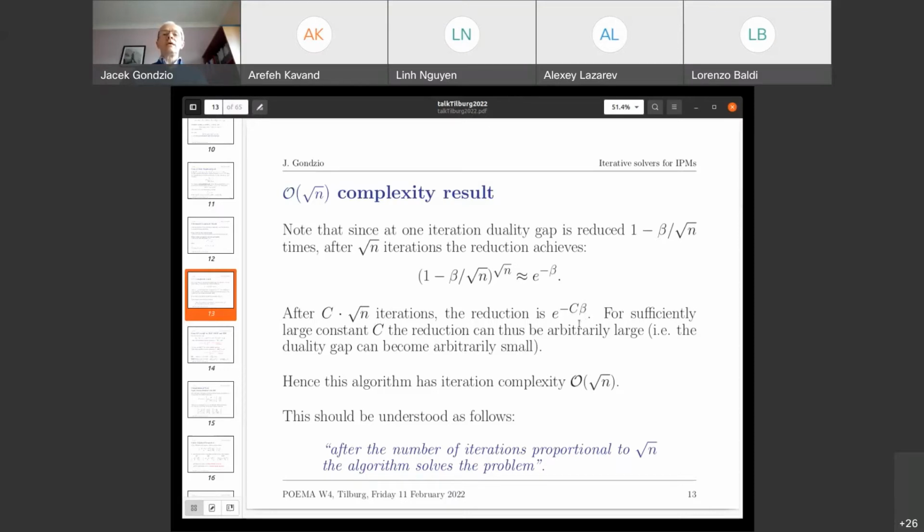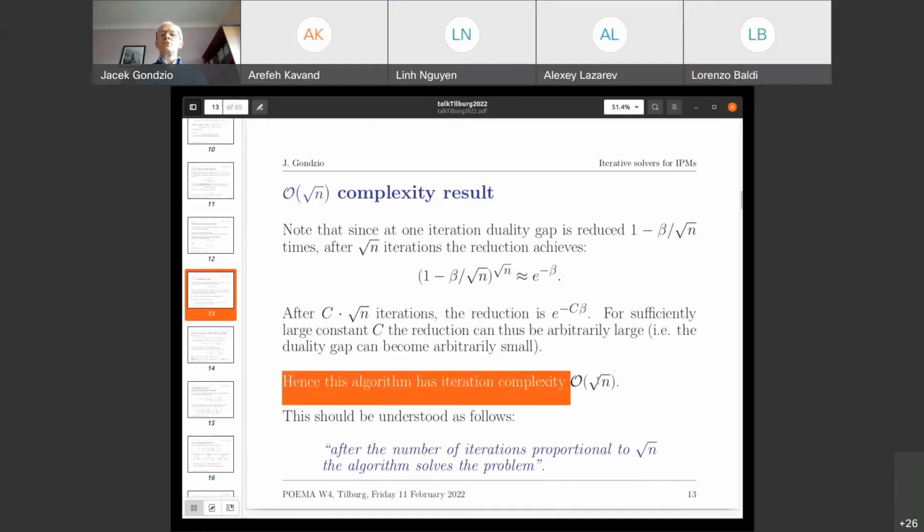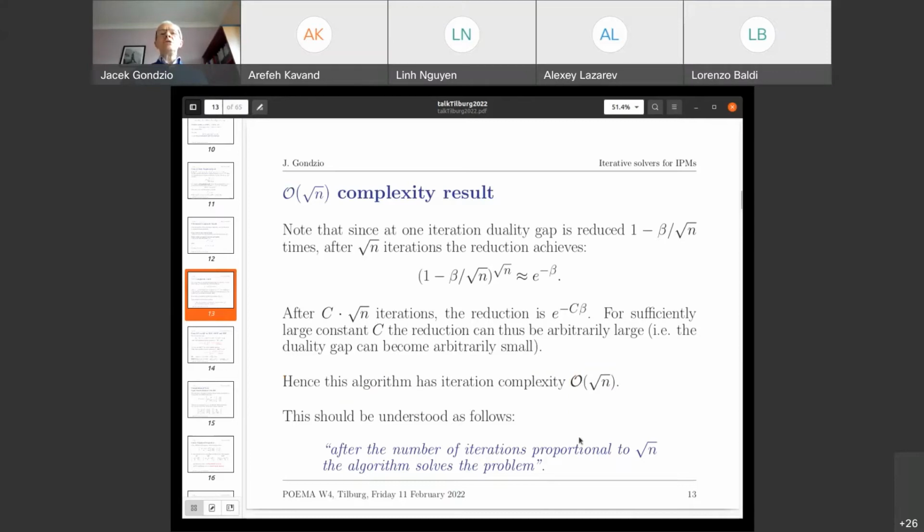In less rigorous mathematical parlance, we may say that this iteration complexity O of square root of n means that after a number of iterations proportional to the square root of n, the algorithm will solve the problem. To be more precise, it will solve the problem to an arbitrary precision, arbitrary accuracy we ask it to achieve.